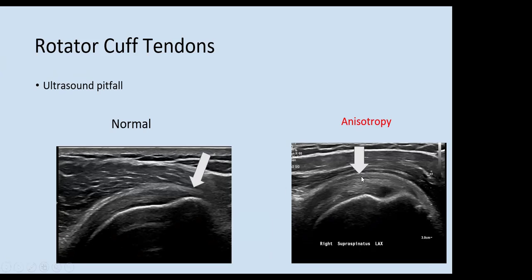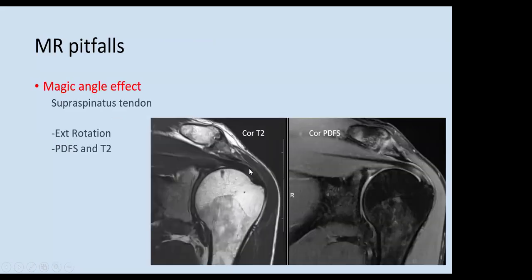A useful thing you can do is that rather than having your ultrasound probe in this position, you can actually tilt your ultrasound probe in this position, and you get better visualization of the footprint of the rotator cuff tendons and avoid overcalling this as a partial thickness tear when it is actually just anisotropy.